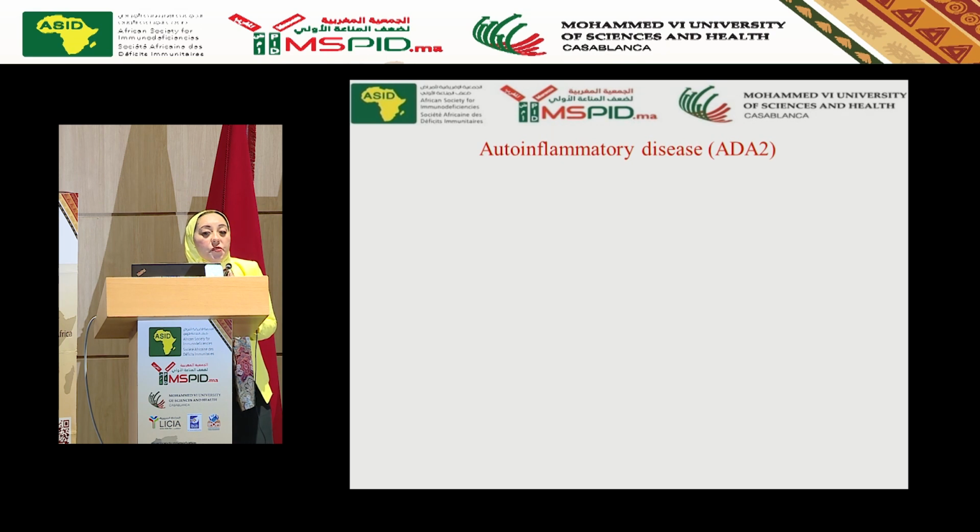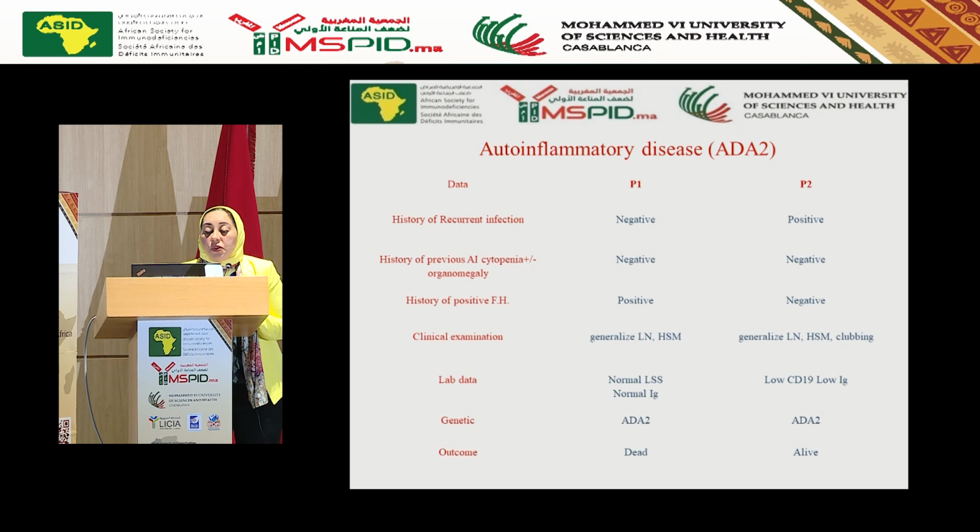I'm going to present these because I found them very interesting, to see the spectrum of the ADA2, how our 2 patients had a completely different presentation. For the history of recurrent infection, patient number 1 didn't have any infections, but the second patient had recurrent infections. History of previous autoimmune cytopenias or organomegaly was negative in both patients. Family history was present in patient number 1. She had a sibling who died with a similar condition undiagnosed. The other patient had no similar condition in the family.